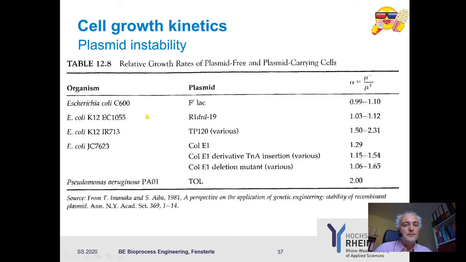Now if you look at relative growth rates in different organisms, you see that depending on the plasmid, you can have quite substantial differences in the specific growth rate. So you see for a certain plasmid variant in E. coli, the specific growth rate can double if the plasmid is lost, which is of course an enormous difference. Usually it's more subtle, but this can happen.